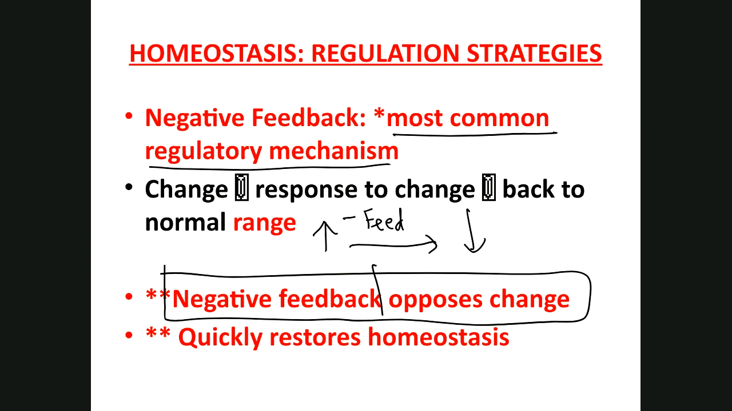If blood pressure increases, negative feedback will decrease blood pressure back to homeostatic levels. If blood pressure is decreasing, negative feedback will increase the blood pressure back up to normal levels. So negative feedback is by far, most of the time, what the body is using to maintain homeostasis.